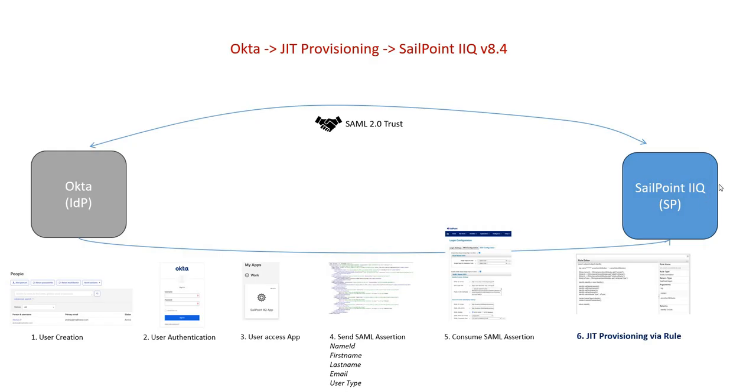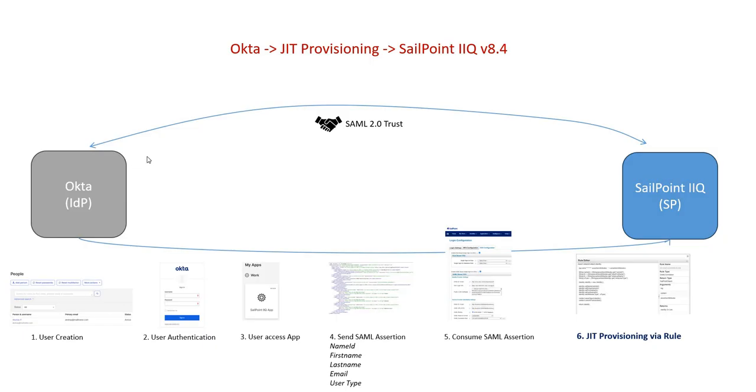Usually for employee onboarding, SailPoint is integrated with an external authoritative source like Workday. But if we have to create a contractor or a partner or a vendor who are external users, there is really no need to integrate with an external authoritative source as such. So let's see how we can do JIT provisioning for these types of users.